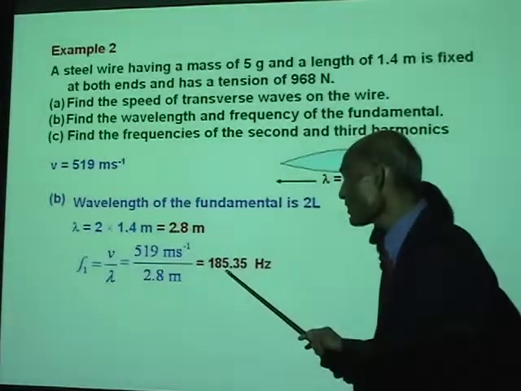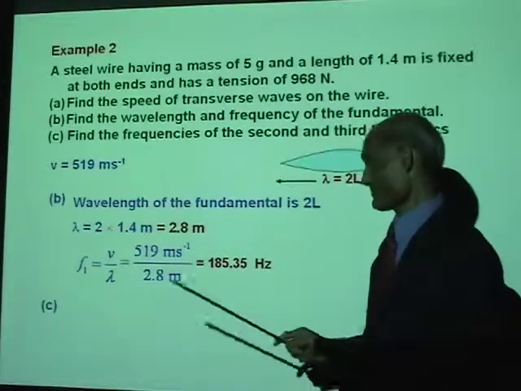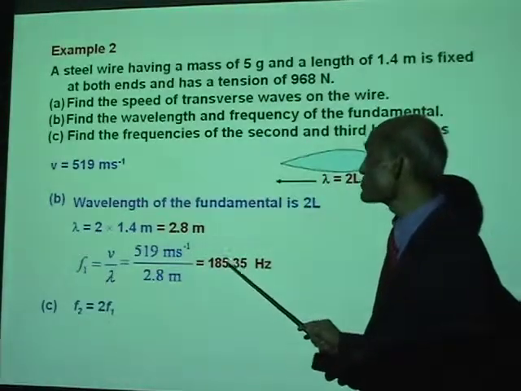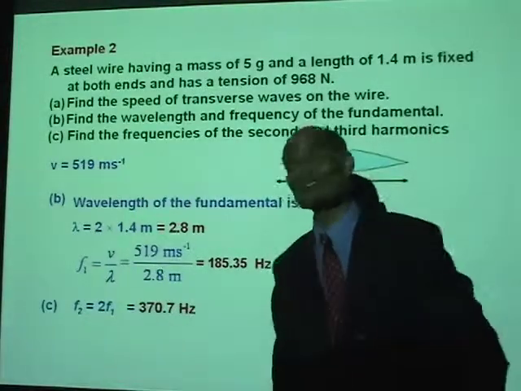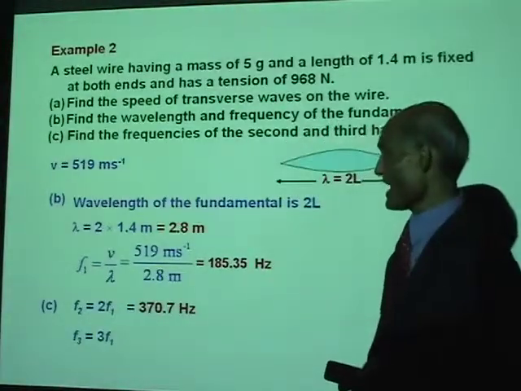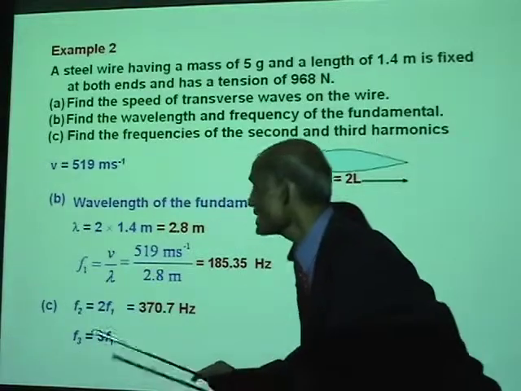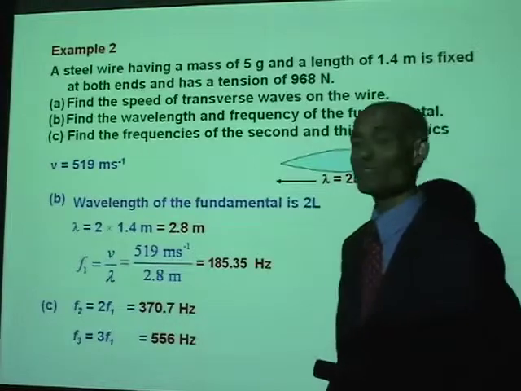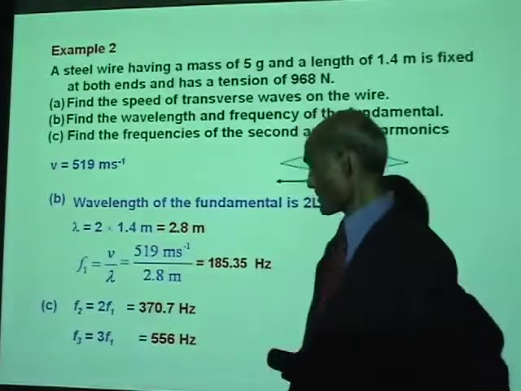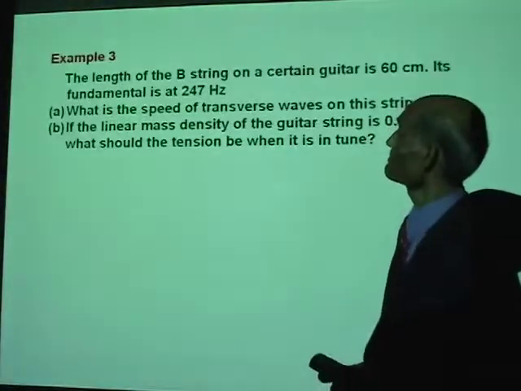Alright, now tell me, find the frequencies of the second and third harmonics. What is the frequency of the second harmonic? Well, the second harmonic is twice the fundamental, that is 370.7 Hertz. And the third harmonic is 3 times the fundamental, that is 556 Hertz. Okay, let's do another problem.